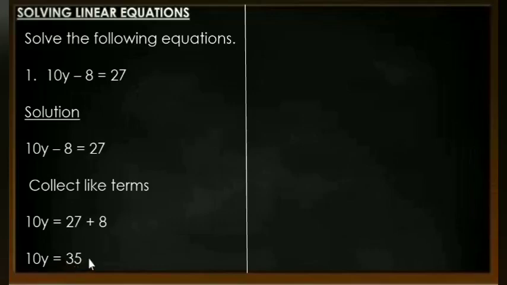So we now have 10y equals 35. Very good. Now, take note that we are asked to solve the following equations. We are asked to solve this particular equation. In other words, we want y to be alone. We want to know the value of y. That is what we are solving for. But at this stage, y is still being disturbed by what? This coefficient, which is 10. The 10 is still disturbing this y. We want to free up this y so we can know its value. So what do we do at this stage?